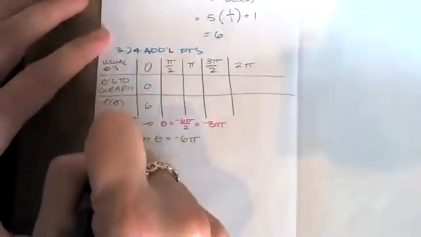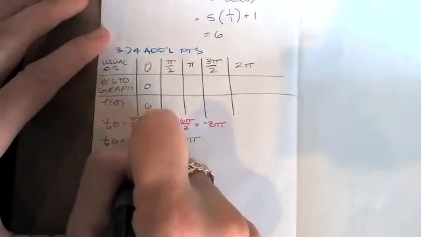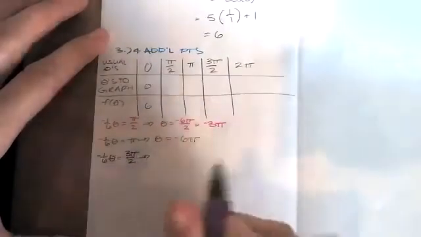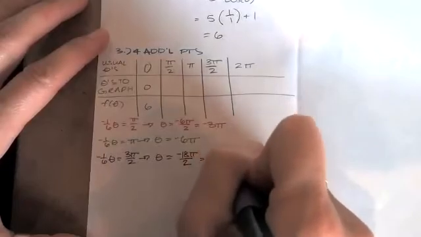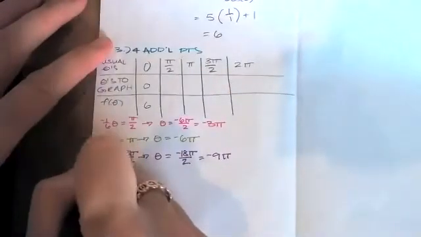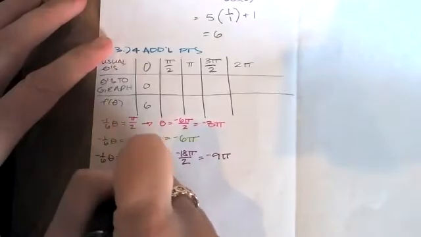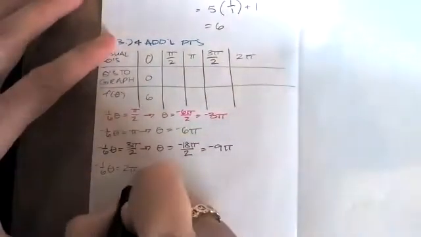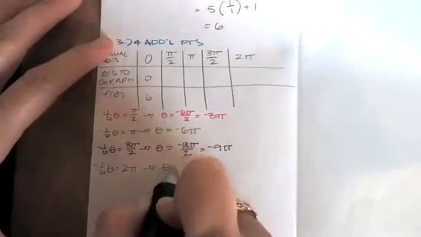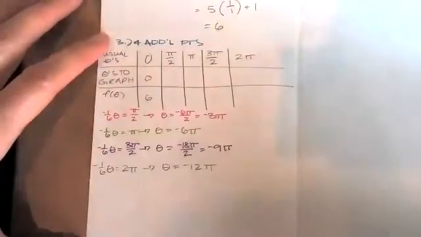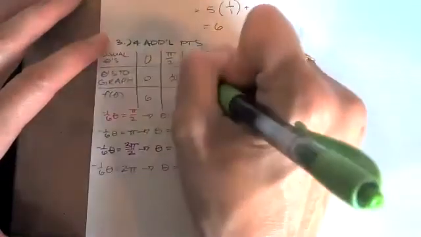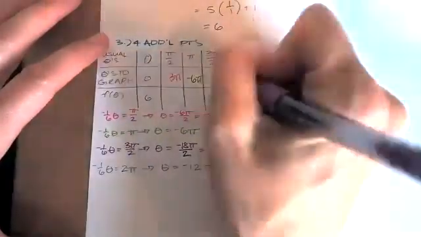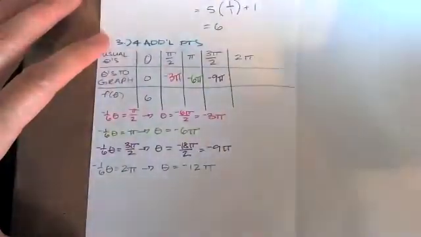The next one, we've got negative 1/6 theta equals 3 pi over 2, which means theta equals negative 18 pi over 2, which is negative 9 pi. Our last one gets us theta equals negative 12 pi, which is consistent with the pattern. So this will be negative 3 pi, negative 6 pi, negative 9 pi, and negative 12 pi.